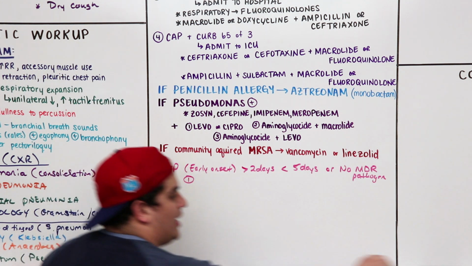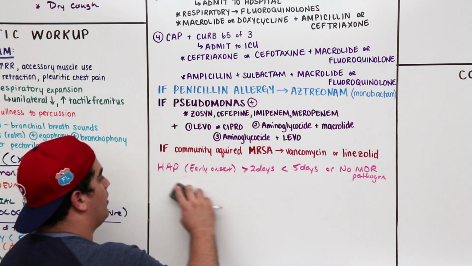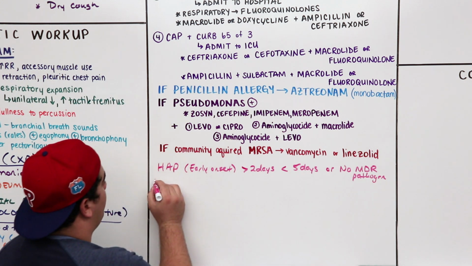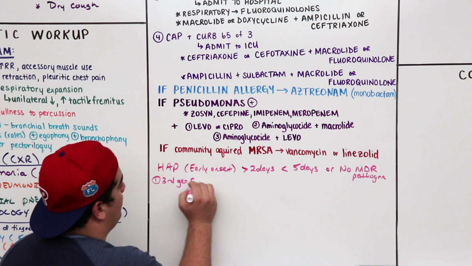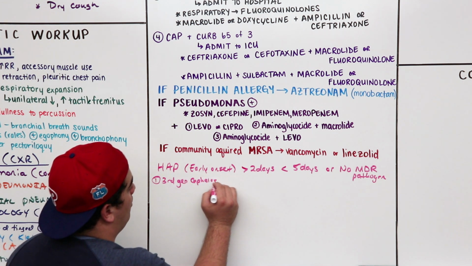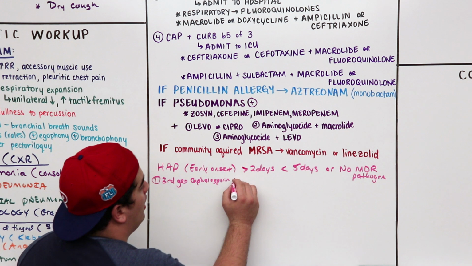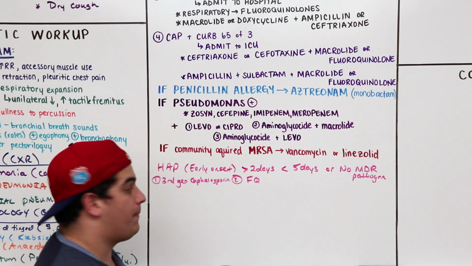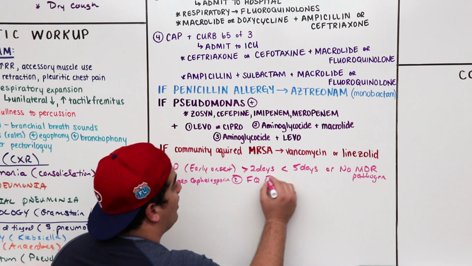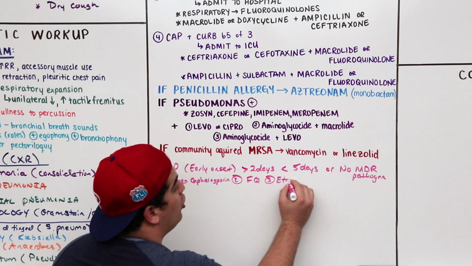First thing you could do, let's actually bring it all the way over here so we have plenty of room. First thing we could do is we could give either a 3rd generation cephalosporin. That's one option. A second option is we could give a respiratory fluoroquinolone. A third option is we could give what's called ertapenem.